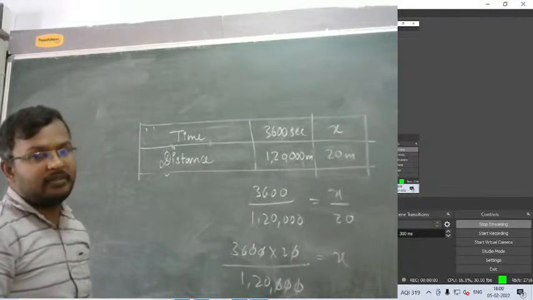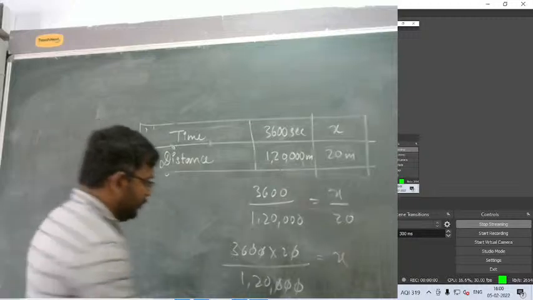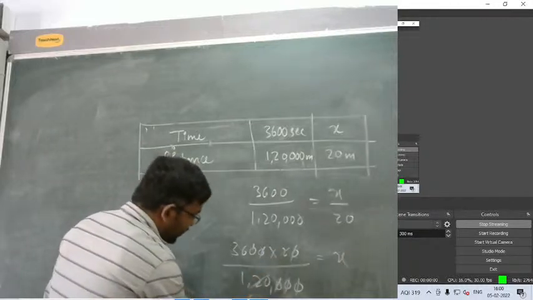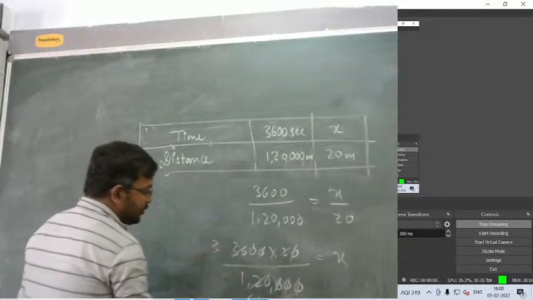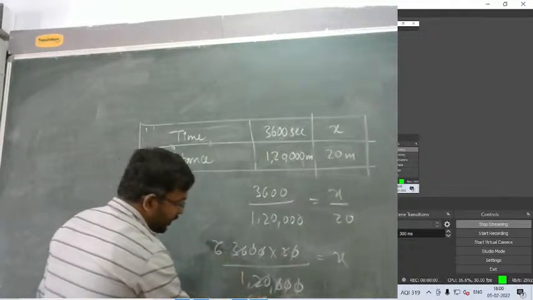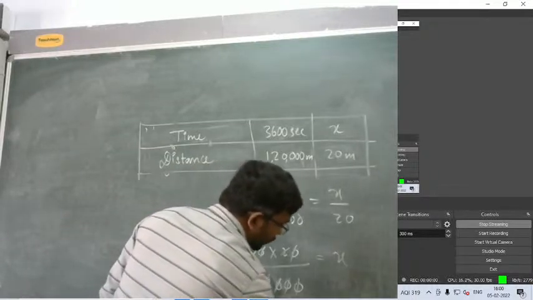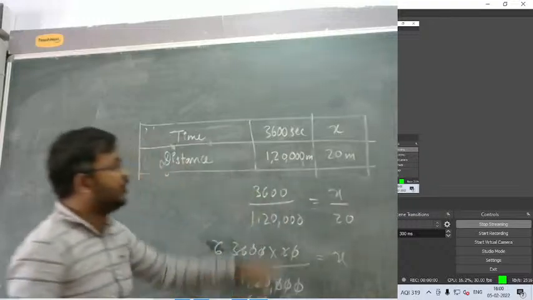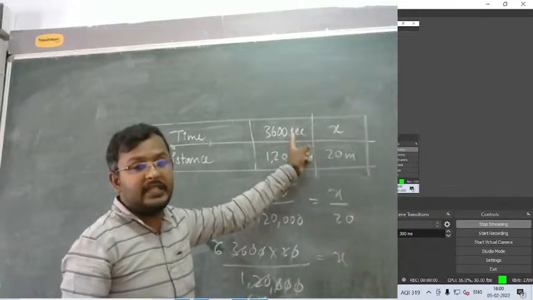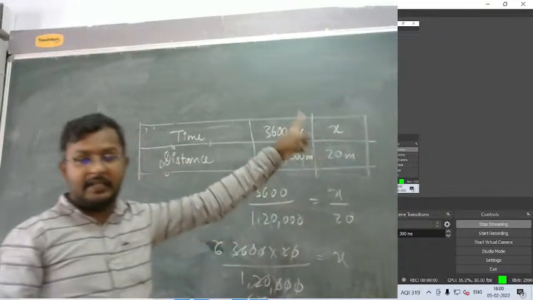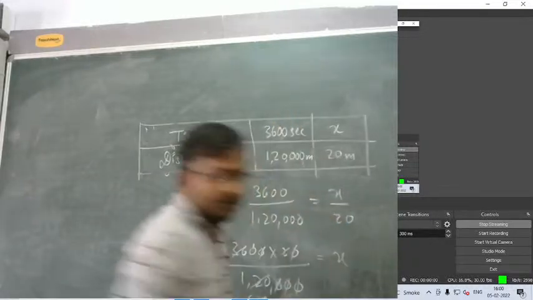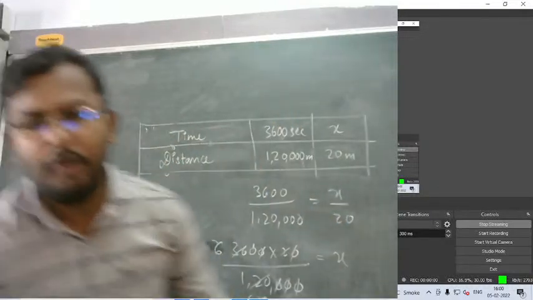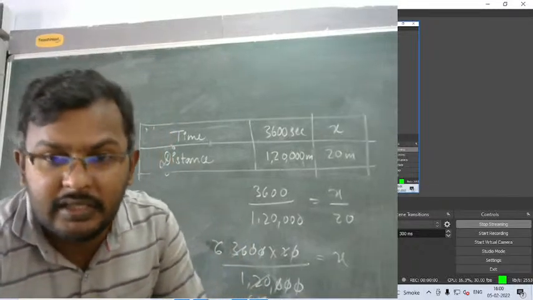So that you need to simplify. If you simplify, you will get 60. And here 36 by 60, when you simplify, you get 6 by 10. Then x is equal to 0.6. And what is this 0.6? Here you see this column, it is in second. The answer will also come in second. So 0.6 seconds. 0.6 second is the correct answer.